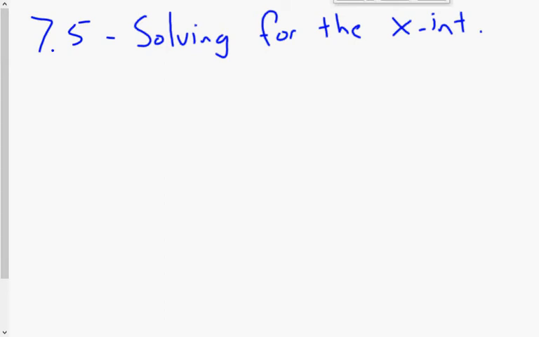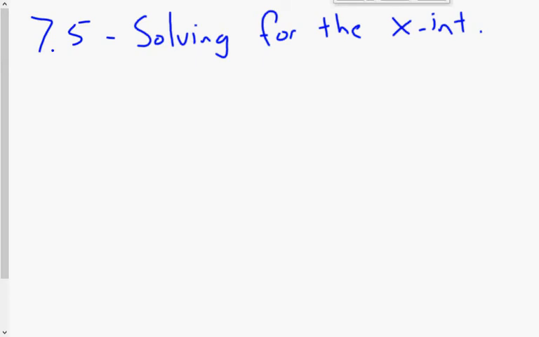Okay. Why don't you come in here and learn 7.5? Sure. We're going to be solving for the x-intercepts today, okay? Like I said, we've talked about the a value, how it opens up or down. We've talked about the c value, that's the y-intercept. We've covered domain and range and the axis of symmetry. Now we're going to do the x-intercepts, and then we're going to get into the vertex as well.